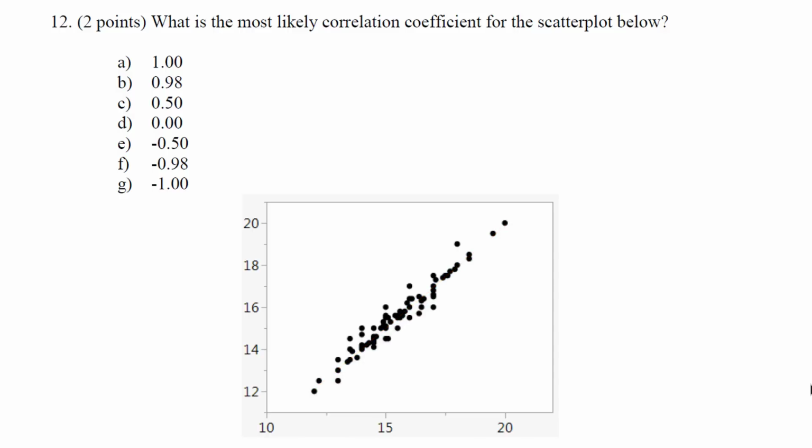So since we said strong right here because it's pretty tight, we need something closer to 1. But why can't it be 1? 1 is only if all the points are exactly on a straight line. So these are points that are off the line, so it can't be 1. The next number is 0.98, and that looks like a good answer. Now you might say that looks too strong, but 0.5 is the next highest answer, and that is definitely wrong. 0.5 would be a moderate correlation, and these are a lot tighter than 0.5.